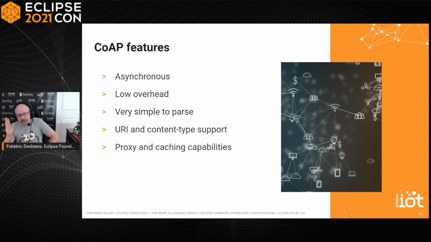CoAP by nature is asynchronous and low overhead. It's very simple to parse and comes with the built-in facilities to parse both the headers and the content of the messages in a binary fashion. And one nice thing about it is that it offers you HTTP proxy and caching capabilities if you have the infrastructure for that in your environment.